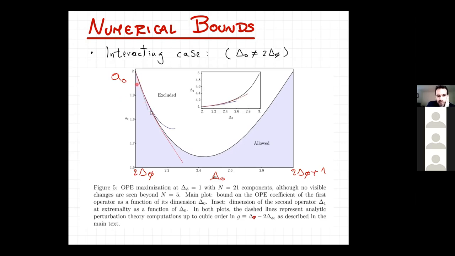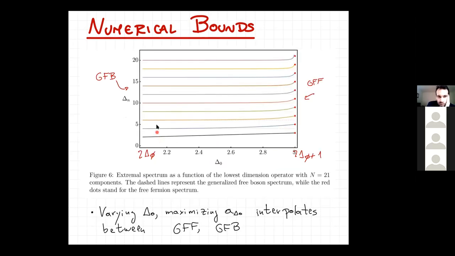So here's an example. You see that there's a flow and something special should happen at the gap here, because we know that the maximal gap is 2 delta phi plus 1. So the solution that maximizes the gap and the solution which maximizes the OPE coefficient have to be the same. And indeed, when you look at the spectrum of this extremal solution, it's kind of neat. The first operator is delta zero, so it's just varying linearly here. And then these are the other operators in the solution.